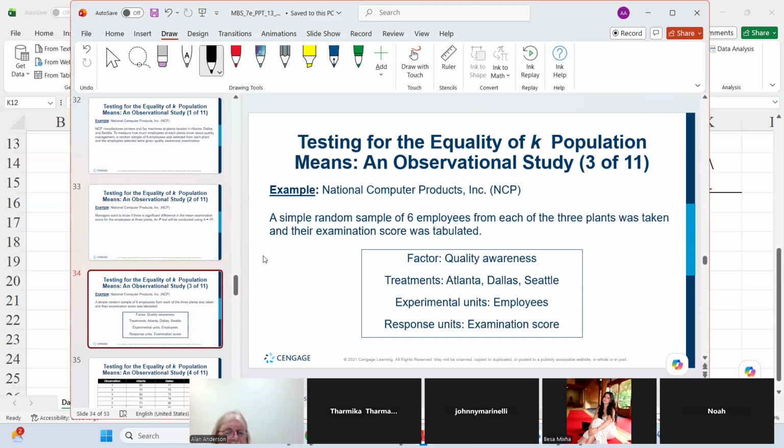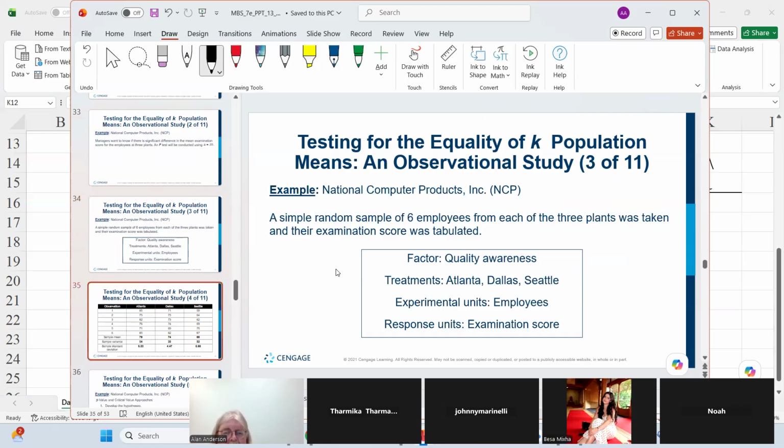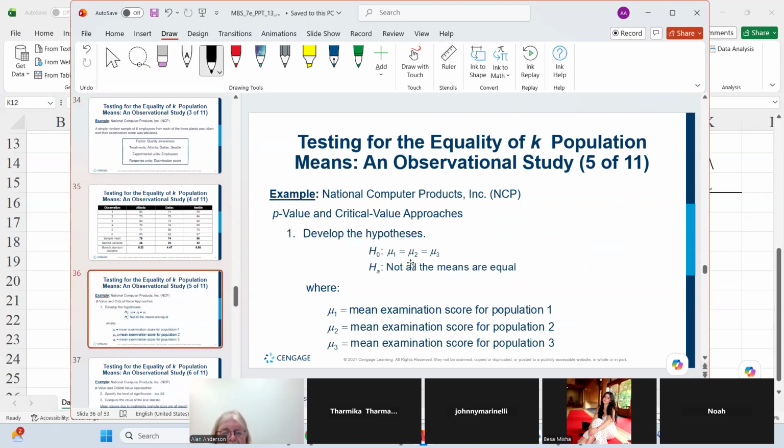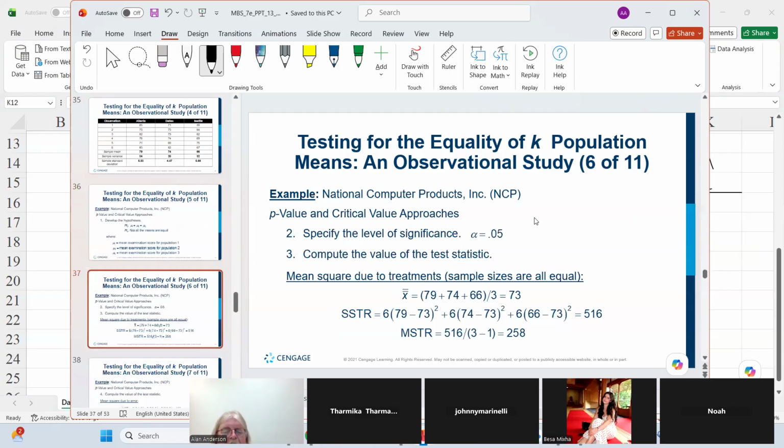So the factor they were trying to compare is quality awareness, the treatments are the three cities, the experimental units are the employees, and the response is the exam scores. So we're going to go through the same routine as before. We're going to have the null that all three means are equal, the alternative that they're not. We have to give it a level of significance.